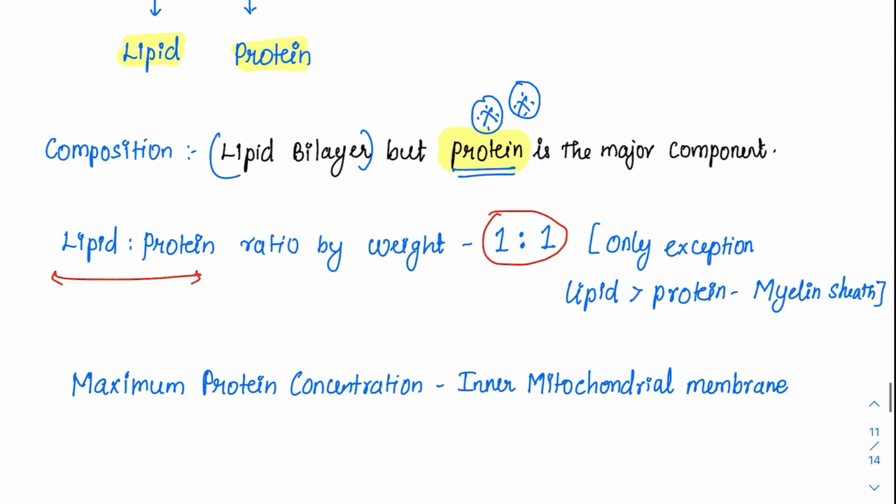There are some exceptions which we have to know. One important exception is the one area where the lipid content is very high. This lipid content is present maximally in the myelin sheath. The myelin sheath is the one which is myelinating the neurons. There the lipid content is more. Just remember this. And the maximum content of protein is present in one region, that is the inner mitochondrial membrane. Protein is usually higher, but maximal concentration is present in the inner mitochondrial membrane. So these are two MCQs which can be asked.